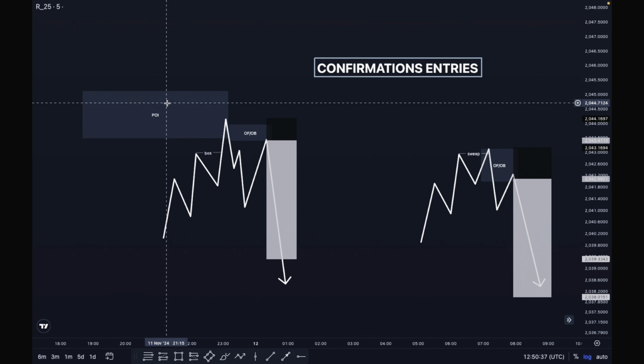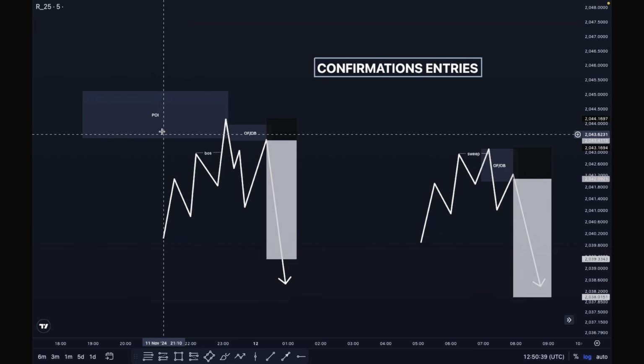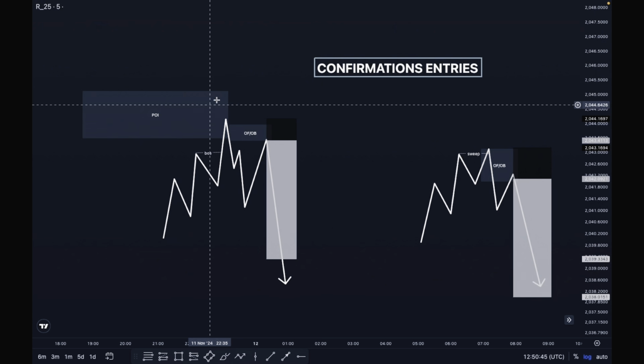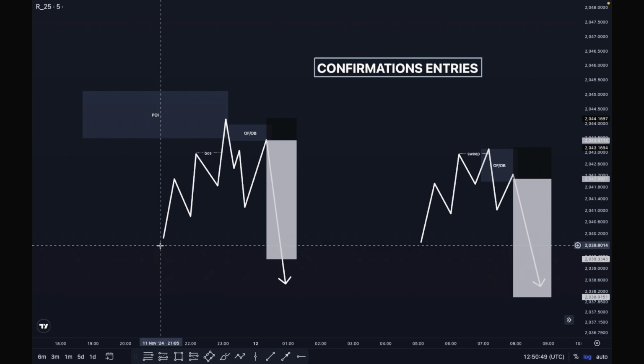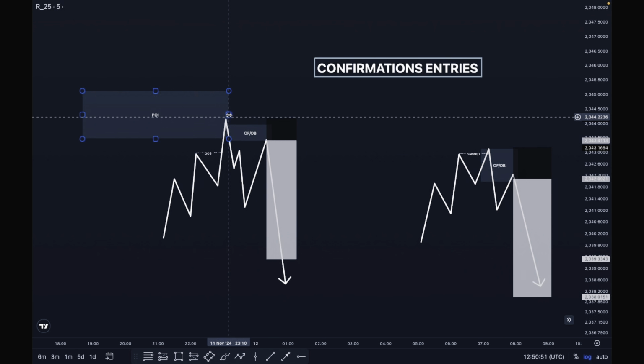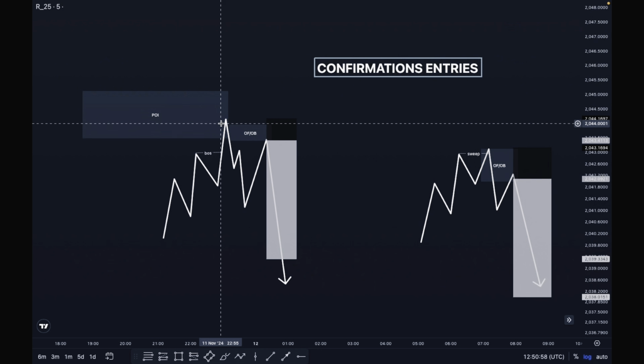So for this one, we have price mitigating our point of interest on the higher time frame, either the sweep or OB or order flow. So when price mitigates the order flow, you have to go to the lower time frame, which is the 1 minute. The momentum at which price came to your point of interest on the 5 minute or your higher time frame is going to be bullish if you are looking for sells, just like we're looking for sells in this scenario, right?